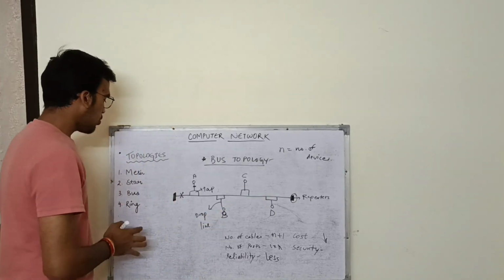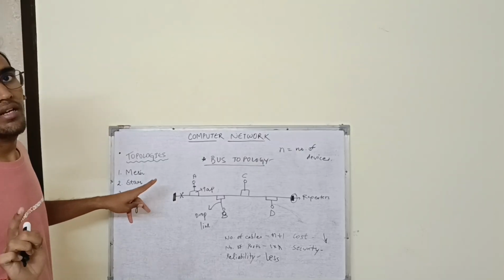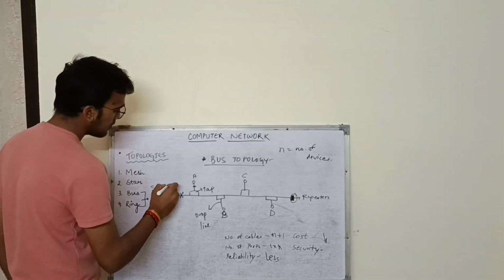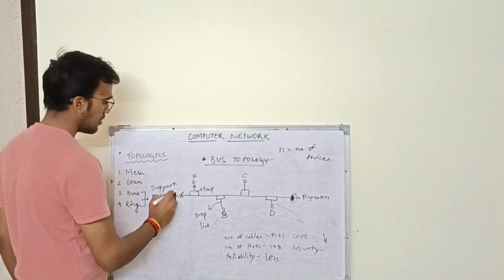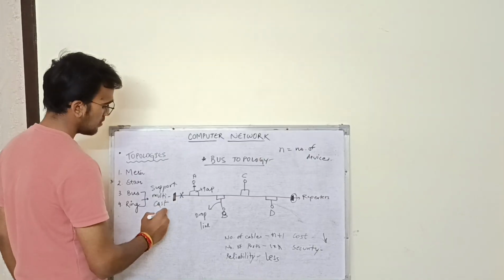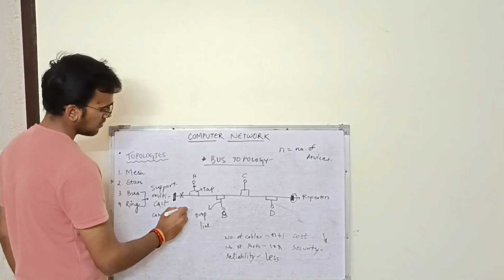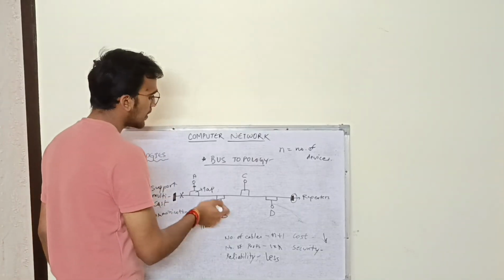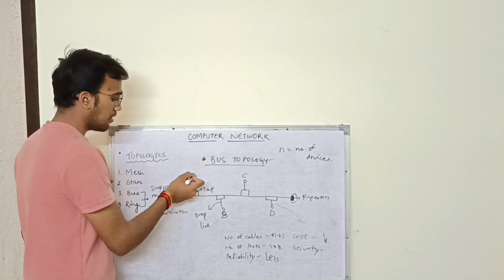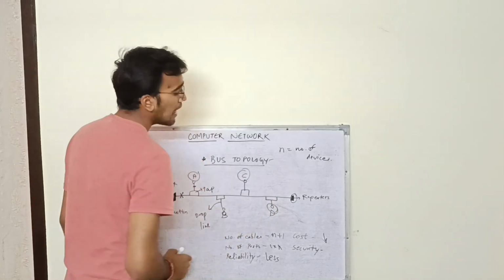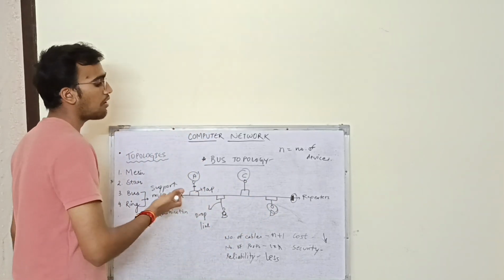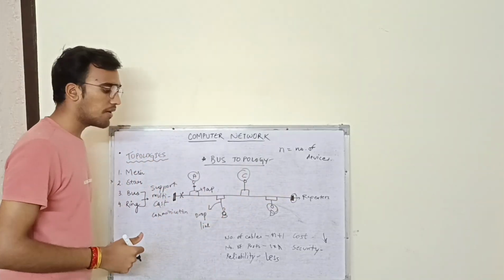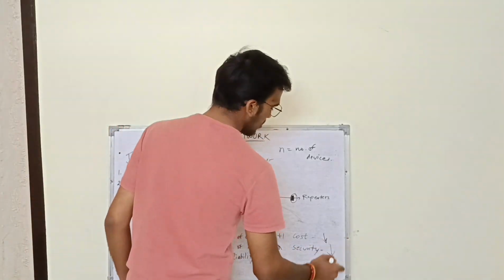I told you that the mesh topology does not support multicast communication. Remember, but the bus and the ring topology support multicast communication. That's why if B wants to send data to A or to D, the A device, C device or D device know that there is a message being transmitted, not for them but for another device. So the security is also low.